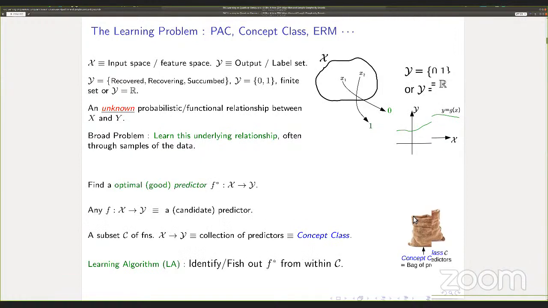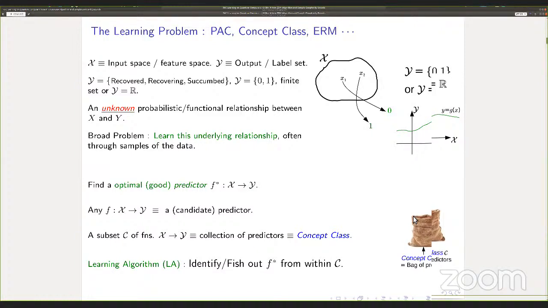Okay, so how do you learn this relationship? What we are looking for is a predictor. It's a function, a good function that goes from X to Y. It takes a feature and it gives you a label. So that's the goal: you have to find a good predictor. And how do you do that? Well, any function is a candidate predictor. So I equip my computer with a bag of predictors, what I will call a concept class. The learning theorists refer to this also as a hypothesis class. I'm reserving the word hypothesis and H for later on, because it will be a Hilbert space for me in the quantum setting. So you equip your computer with a bag of predictors, and the goal of a learning algorithm is to fish out an optimal predictor from within C. Okay, so that's the goal.